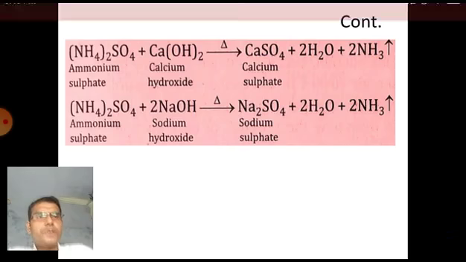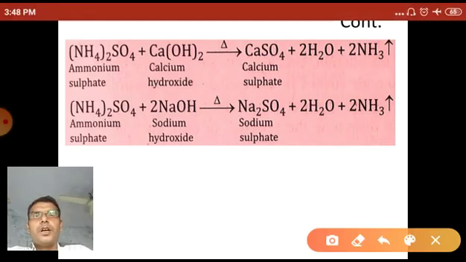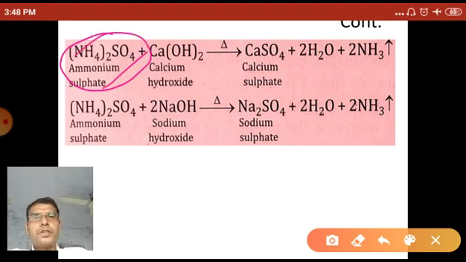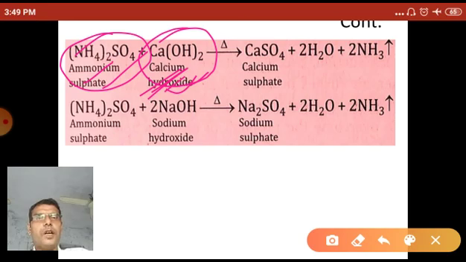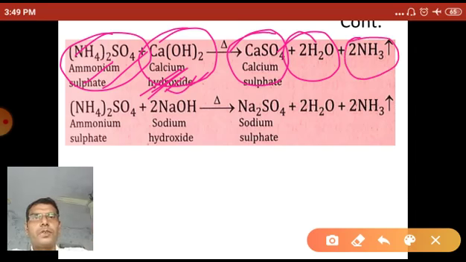Now in the next reaction, ammonium sulfate, an ammonium salt, reacts with calcium hydroxide, an alkali. Heating ammonium sulfate in the presence of calcium hydroxide, they produce calcium sulfate, water, and ammonia gas.